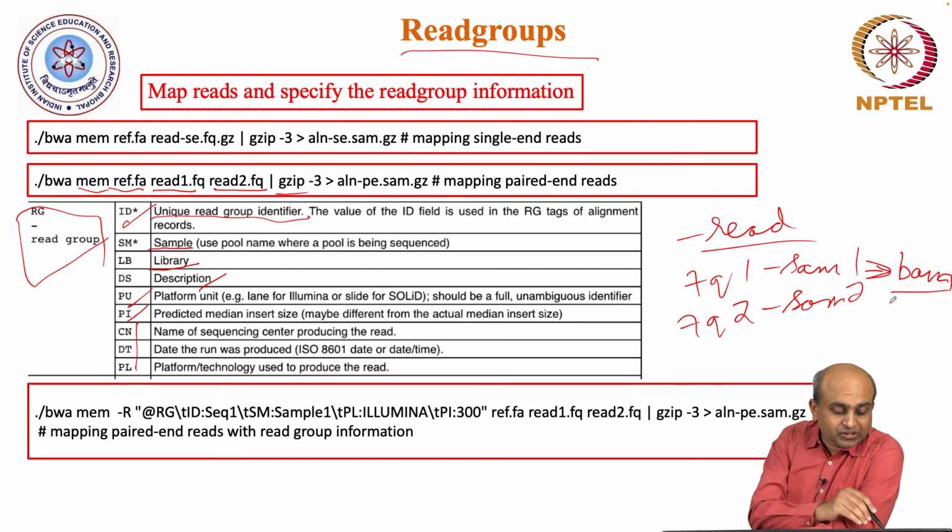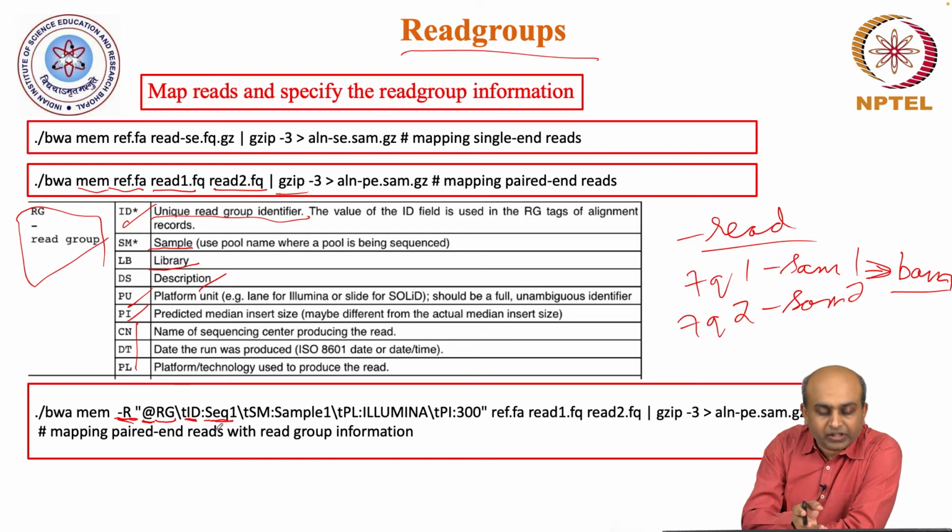So how do you do it? This is the example. Of course, you use the same BWA MEM, but you use this -R flag. -R stands for read group, and when you add the read group, you start with the at symbol, then you say RG, that is the read group, then you give a tab, and then you list out the different types of tags that you can add. For example, you can say ID, and the ID should be sequence 1. Then the ID field has the value sequence 1 for this particular read.